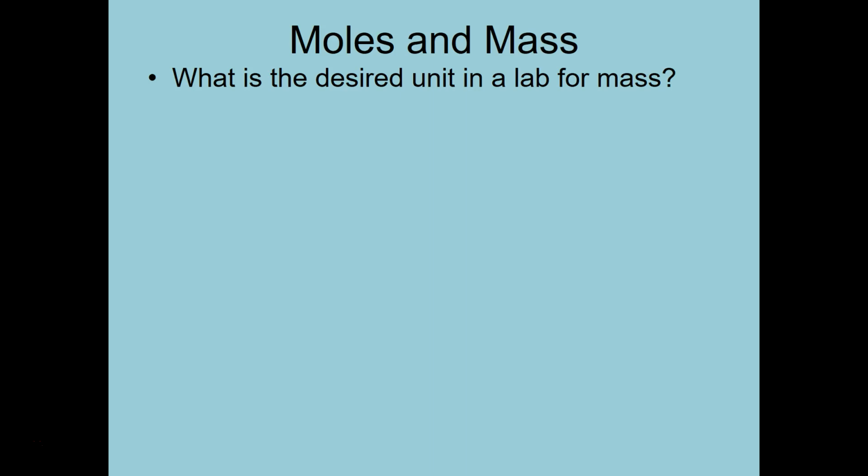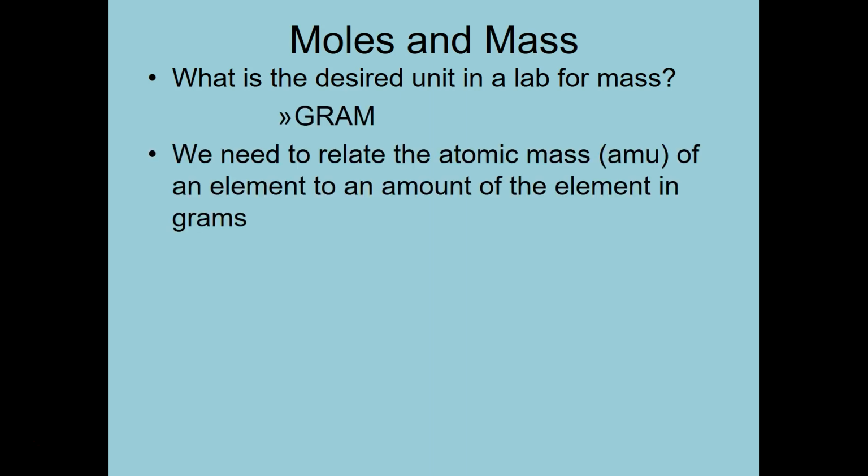So what is the desired unit in a lab for mass? When we are using the electronic balance at your lab station, what unit does it give you? That's right, the gram. So we need to relate the atomic mass, AMU, atomic mass units, of an element to the amount of the element in grams, since that's our desired unit. And the mole is how we are going to relate these two.